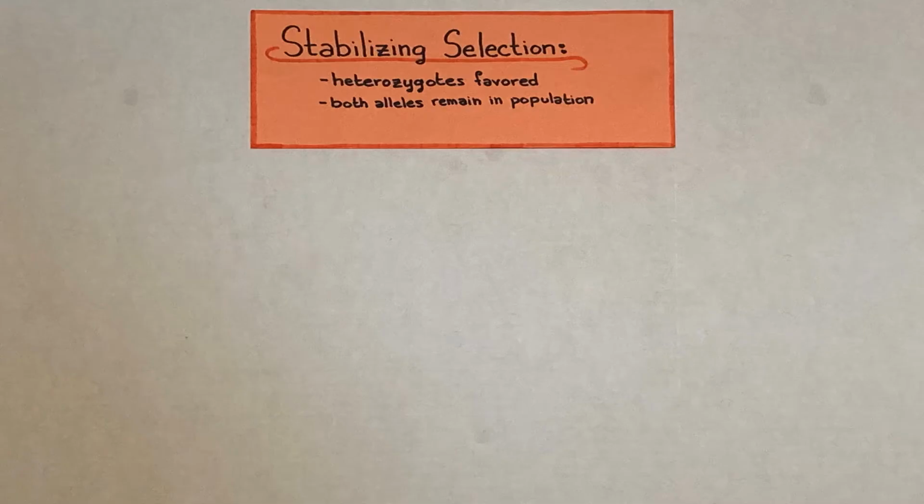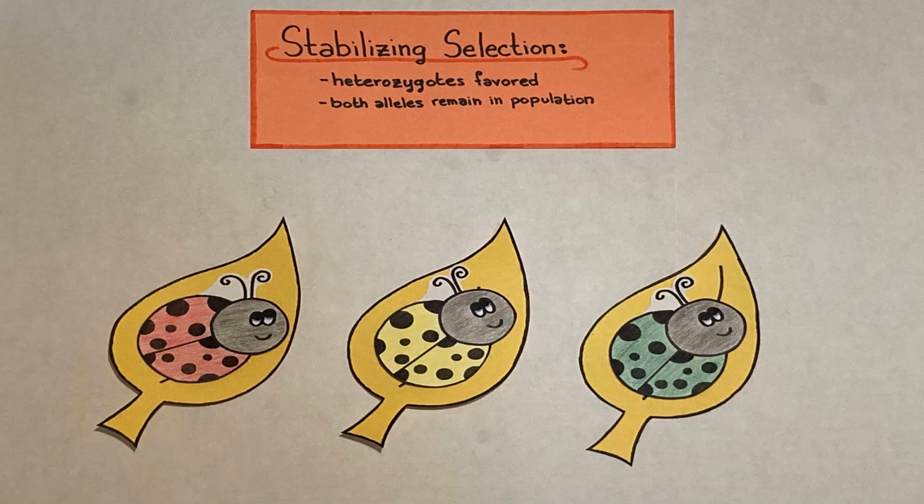The second is stabilizing selection, which favors the heterozygote, decreasing the frequencies of the homozygotes. This would happen if the yellow ladybugs were able to camouflage better than the green ones, and the red ladybugs did not ward off predators.